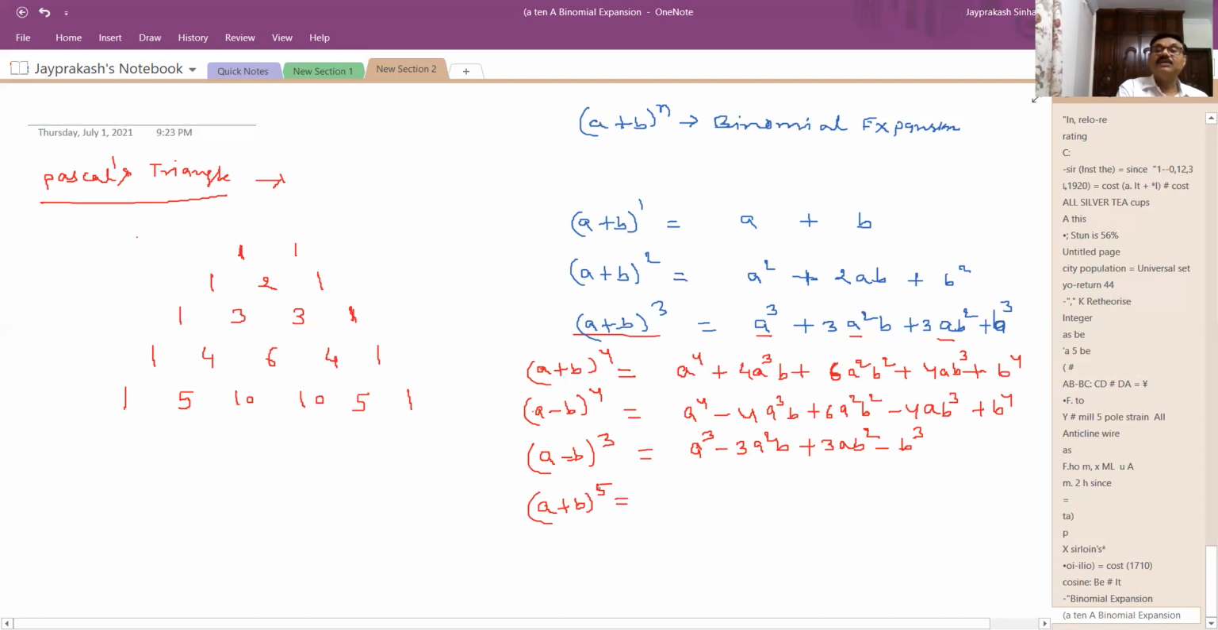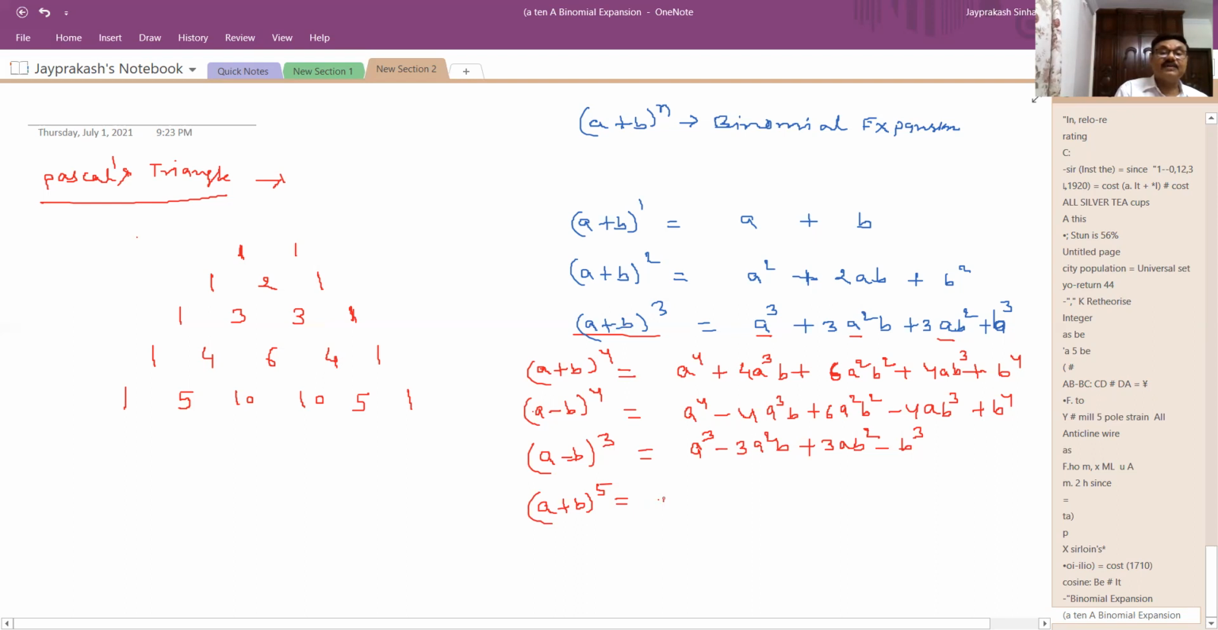Similarly, here the power is 5, so the number of terms will be 6, and it will start from a5. What will be the coefficient of a5? The coefficient of a5 will be 1. Then what is the coefficient of the second term? 5. The third term? 10. The fourth term? 10. The fifth term? 5. Again, the coefficient of the sixth term? 1. So how many terms are there? 6, because the power is 5, so the total number of terms in this expansion will be 6, 5 plus 1. So now we can easily write the expansion.